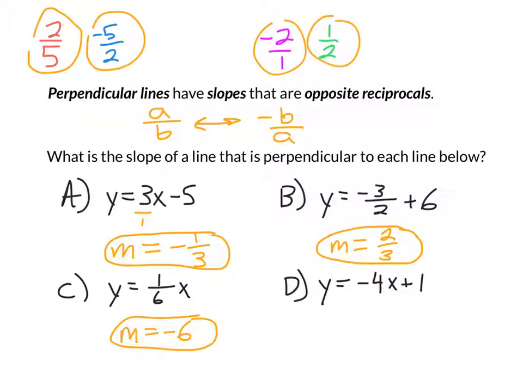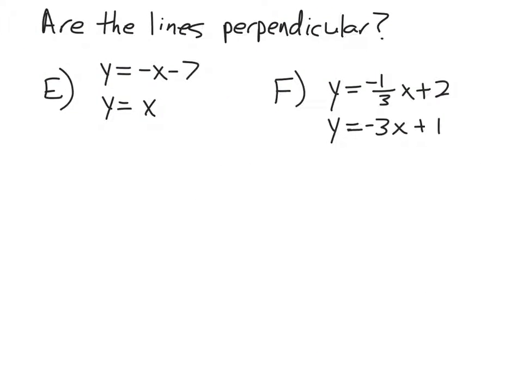Example D, last one on this slide, we got negative 4 is the slope, negative 4 over 1. So that means we're going to flip that, and we're going to get positive 1 over 4. Flip it, change the sign, opposite reciprocal. So that's not too bad, right? Not a lot of math. All we have to do is find the opposite reciprocal for each slope.